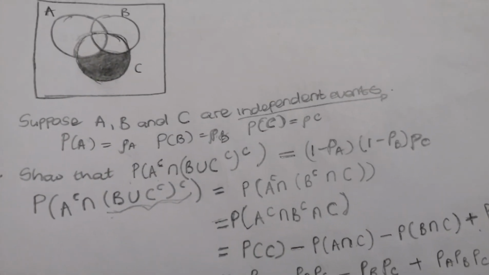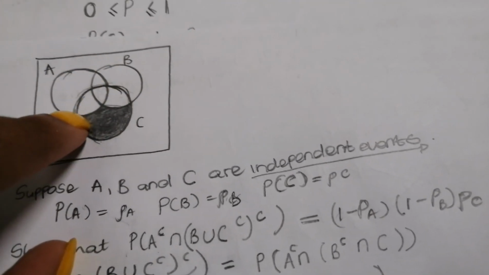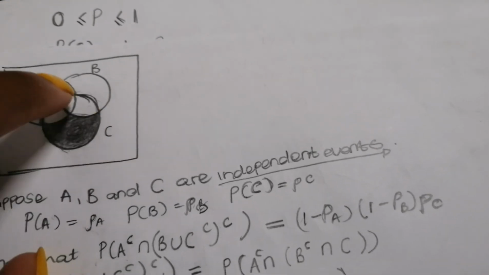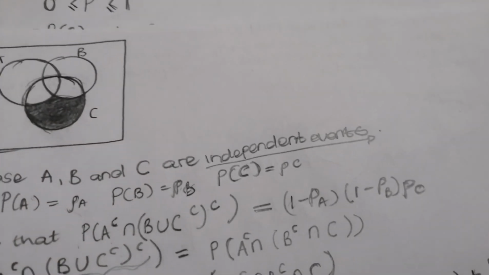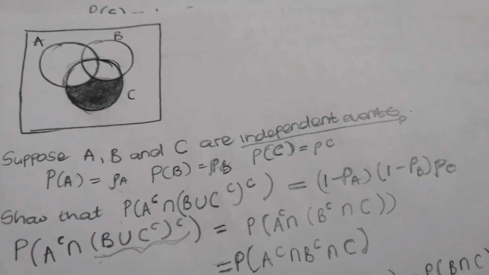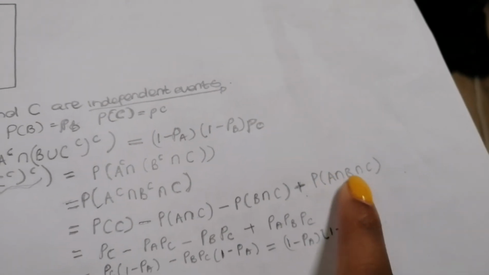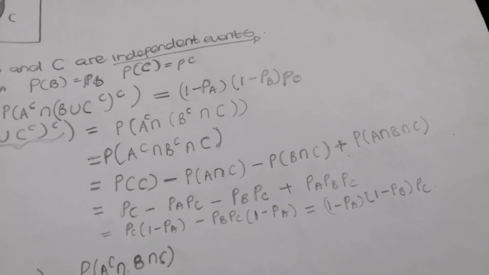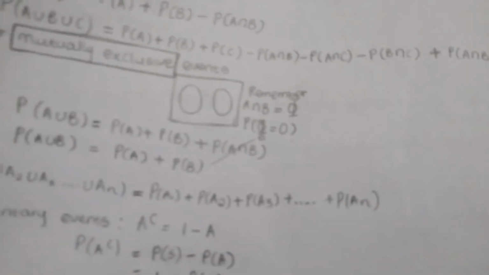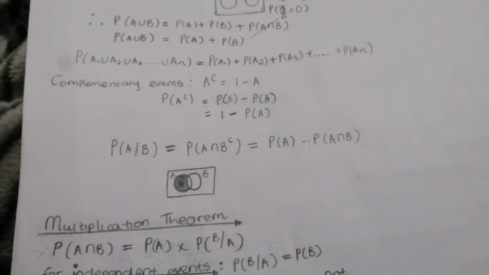But if you look closely, when we minus A intersect C and B intersect C, the smaller part where A, B, and C intersect, you can see that we are removing it twice. So we also say plus A intersect B intersect C. So from here you can use the formulas I gave you earlier. These formulas, right, you can use the formulas.